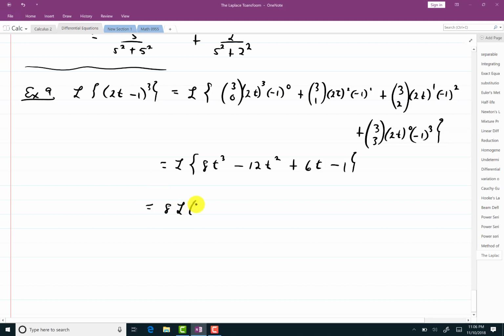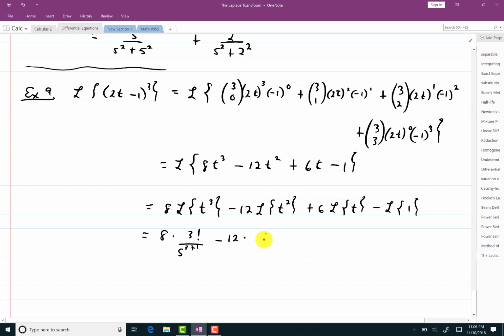8L of t cubed minus 12L of t squared plus 6L of t minus L of 1. And let's go ahead and put all of those in. Now, when I had the formula for t to the n was n factorial over s to the n plus 1. So I'll have 8 times 3 factorial all over s to the 3 plus 1, minus 12 times 2 factorial all over s to the 2 plus 1, plus 6 times, well, here the n is 1, so it would be technically 1 factorial all over s to the 1 plus 1, and then lastly minus 1 over s.